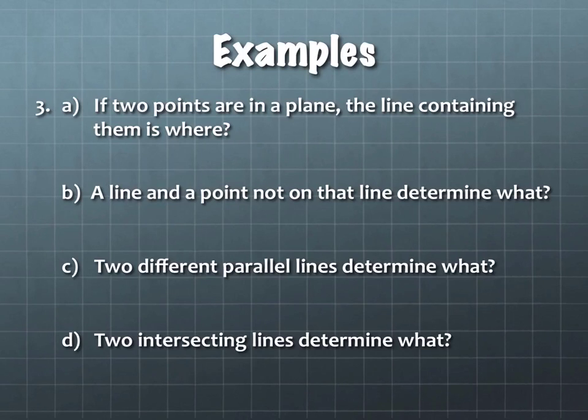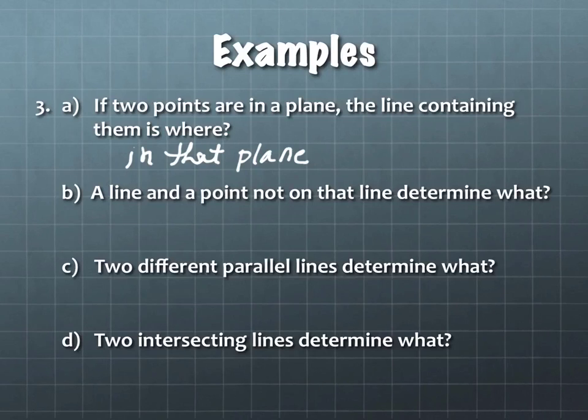Okay, so if 2 points are in a plane, then the line containing them would be where? In that plane. Yeah, that's exactly right. So in other words, if you have 2 points that lie in the plane, then their line's going to lie in the plane. Any point between them and so forth.